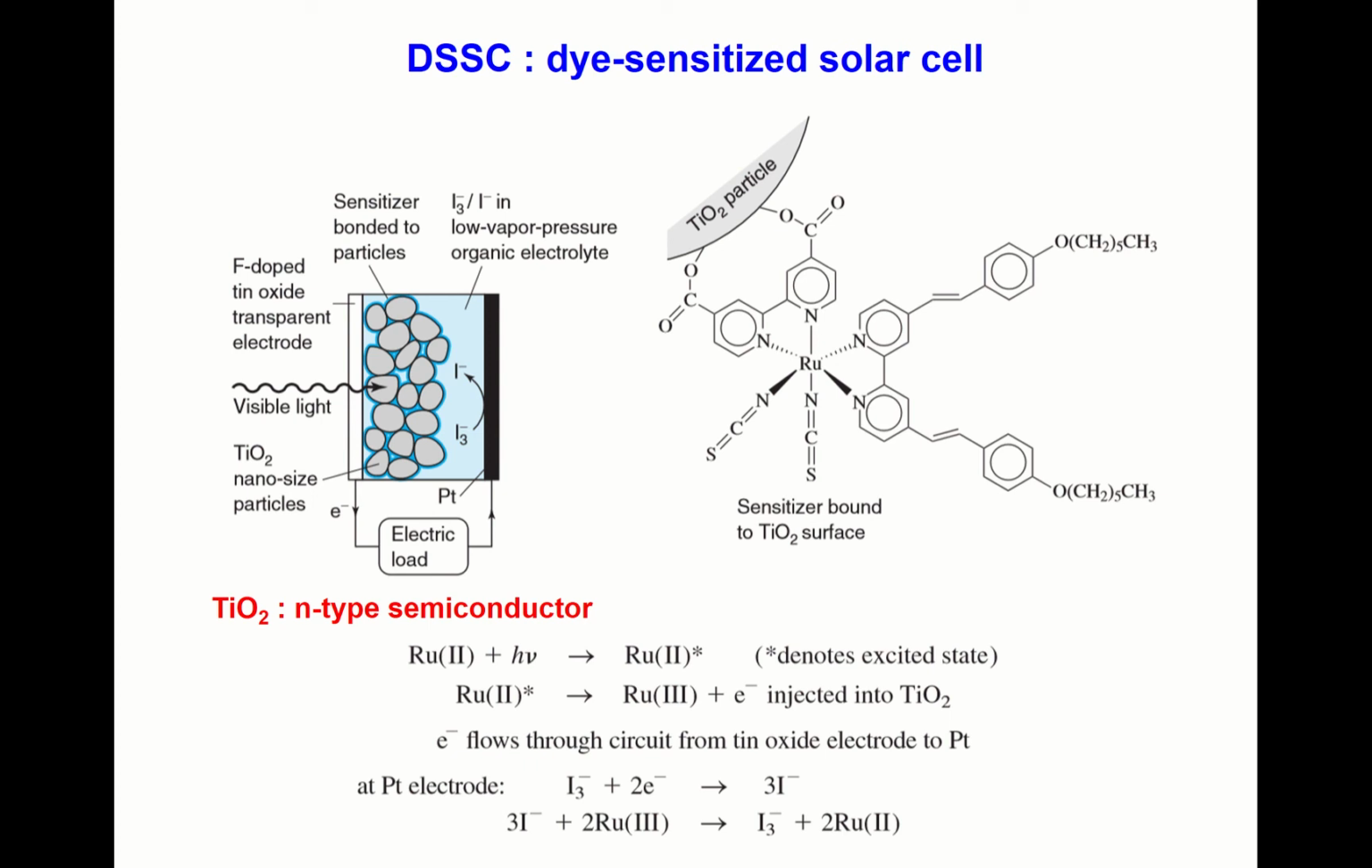So people developed this concept of the dye sensitized solar cell. The TiO2 nanoparticle is coated with this molecule. This is the TiO2 particle, and this molecule is called a sensitizer. This sensitizer molecule harvests, that means collects, solar light, and then the electrons are excited from HOMO to LUMO.